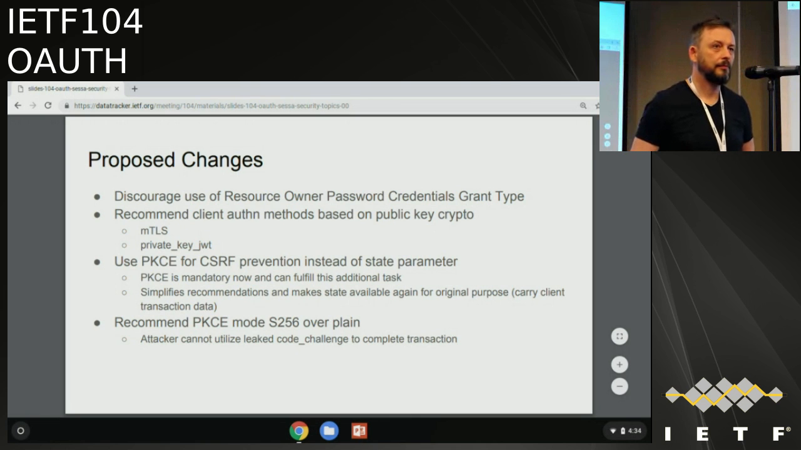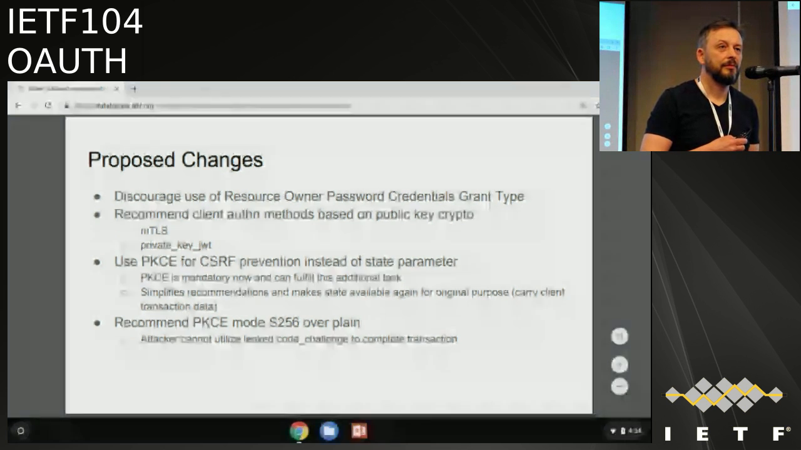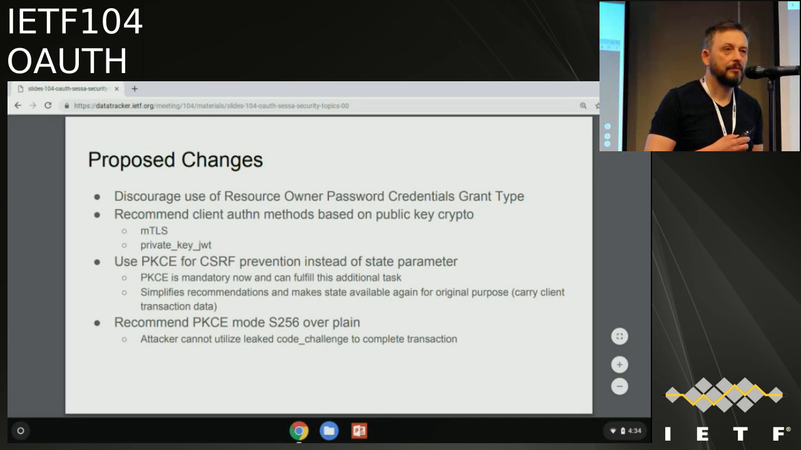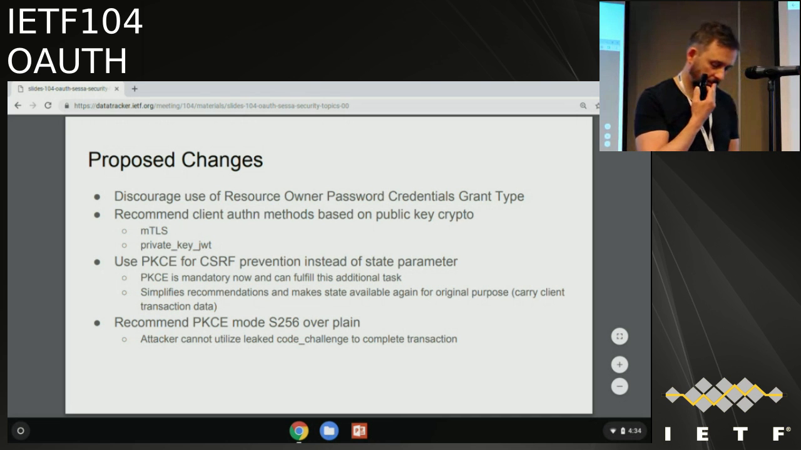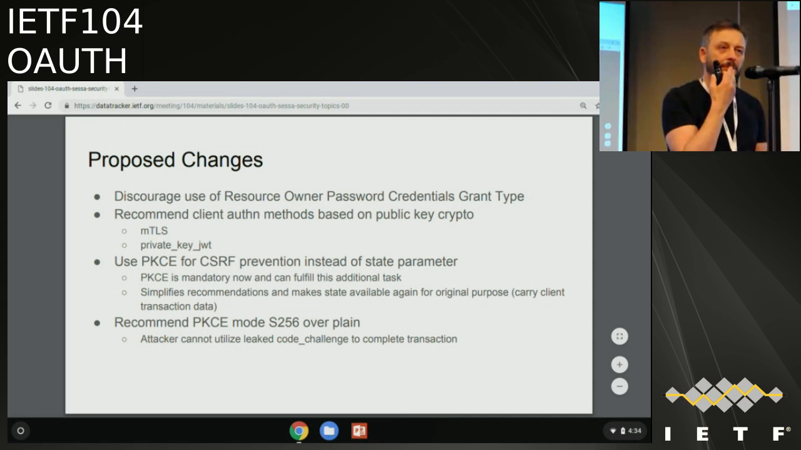Just to clarify, John Bradley: we're not proposing deprecating state. We're proposing no longer requiring that state be used for CSRF, because 90% of the implementations using state don't properly use it for CSRF. And since PKCE provides the CSRF protection, we can say you can just use state for state. Don't worry about using it for CSRF because you're probably not going to do it right anyway.